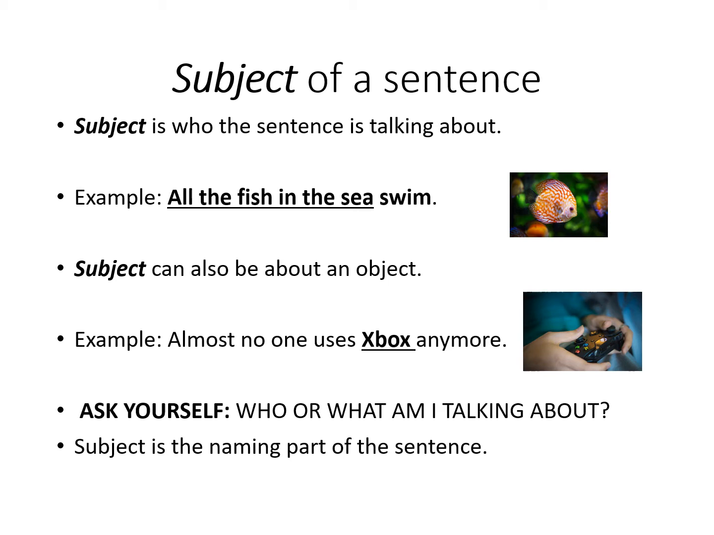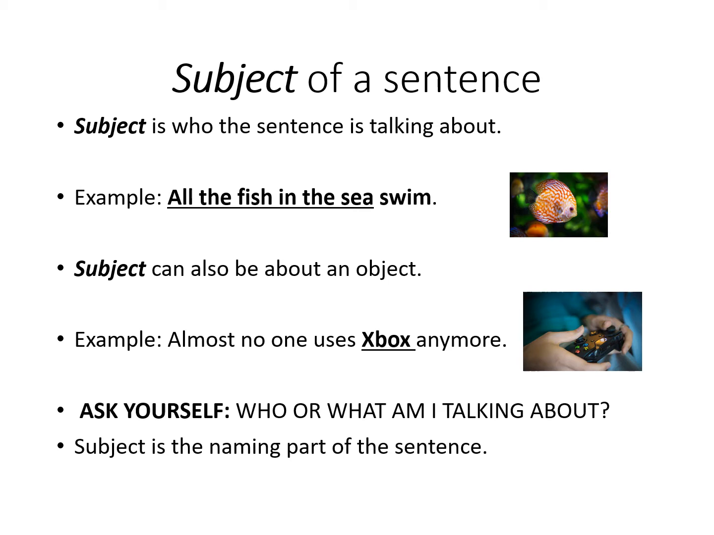Who is the sentence talking about? It's talking about the fish. But is it only one fish? No, it's all the fish. And it's not all the fish in the lake or the river. It's all the fish in the sea. All the fish in the sea swim. So all the fish in the sea is your subject because that is the focus of the sentence. That is who you're talking about.